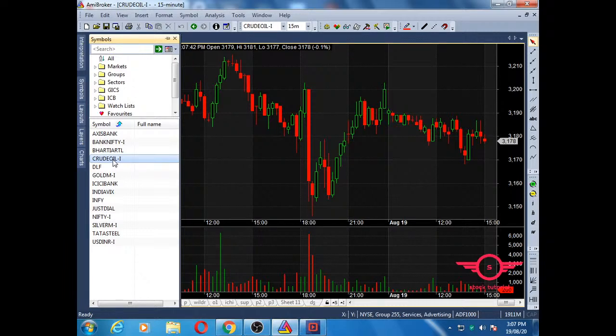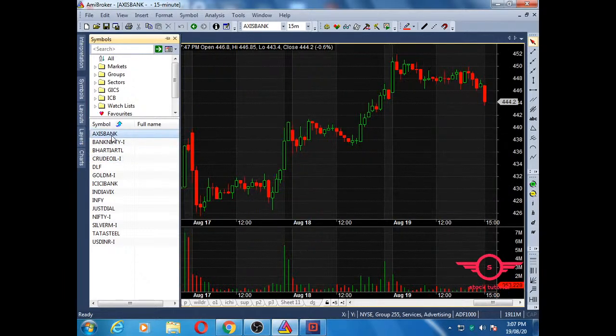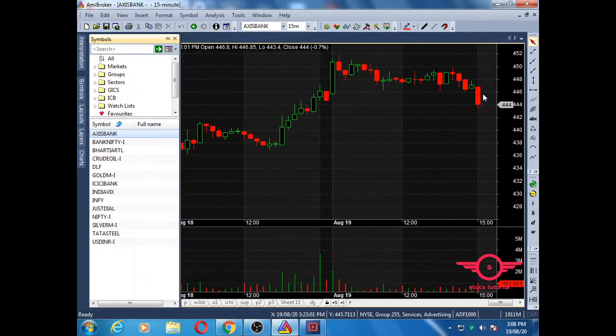Crude, downtrend. Oh, here, check it out. A small candle, 446.6, 443.4 the low. You should have at least two or three points of low. I am just mentioning cash. If you check the futures, it is quite a good gain, three or four points in futures is quite good. Okay, thank you.